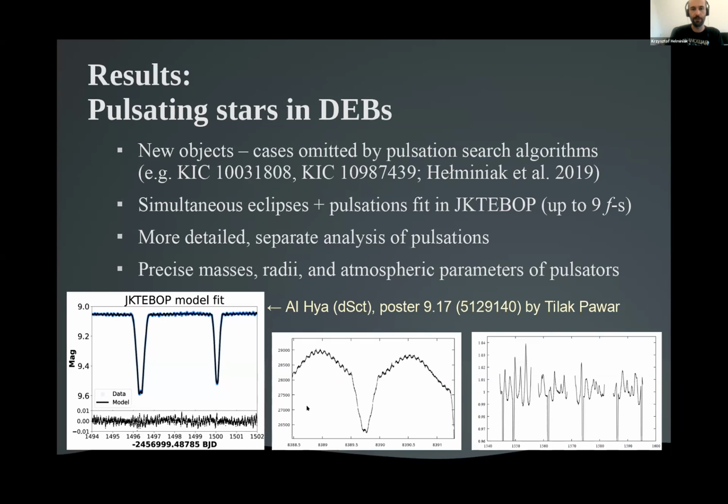Some of the examples are shown here with the TESS data. This is a very strange case. But this one, AI Hydrae, is actually a delta Scuti pulsator already known, but it has been revisited by Tilak Pawar, and you can go to his poster 917 to see his results.